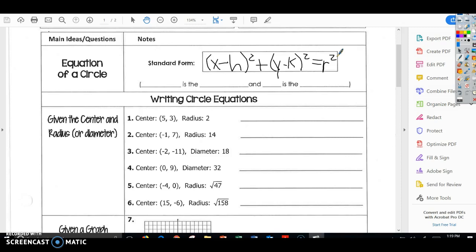Okay? Alright, now what is h and k? So we're going to have h. Sorry, my handwriting does not do very well on here. Let me see if I can do a little bit better there. Alright, h.